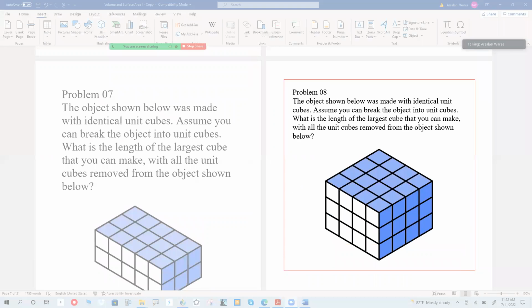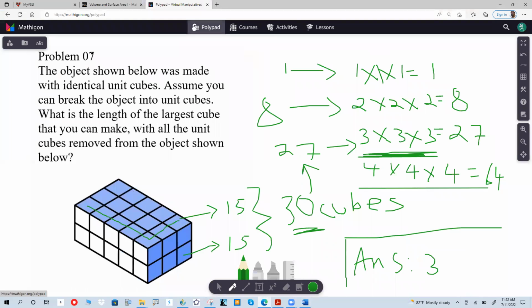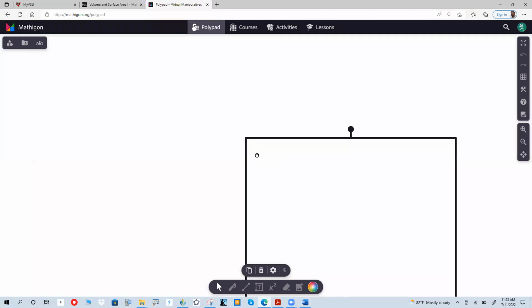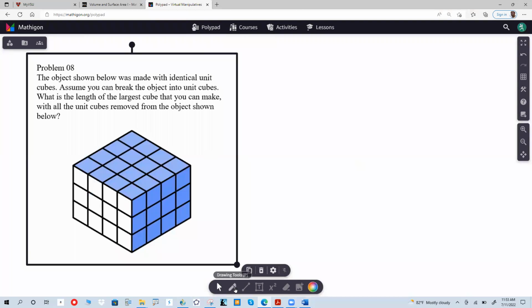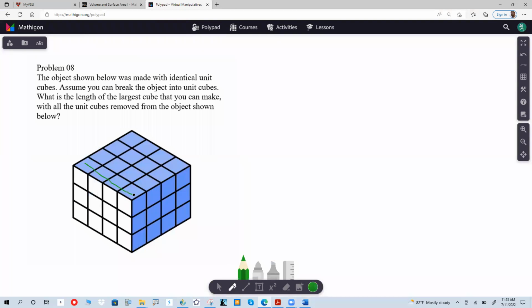Same story. Okay, how many cubes are here? I have 4 and 4. I have 16. I have 16. I have 16. 48 cubes. I have 48 loose cubes here.